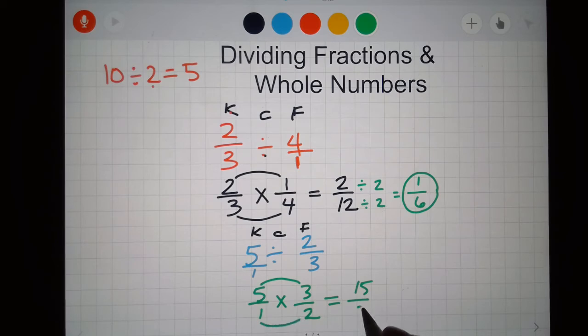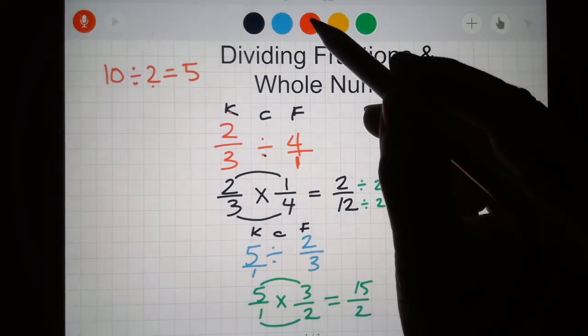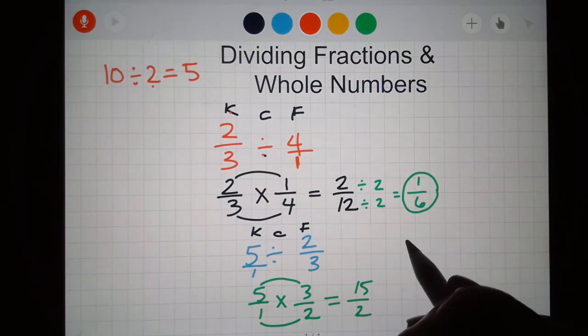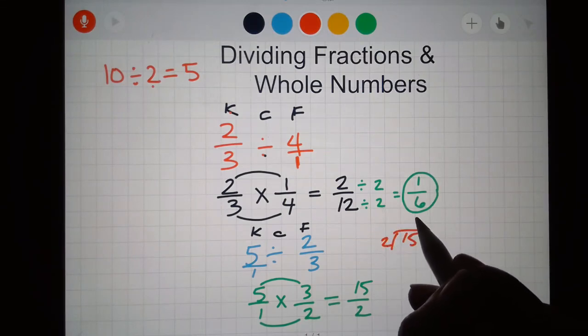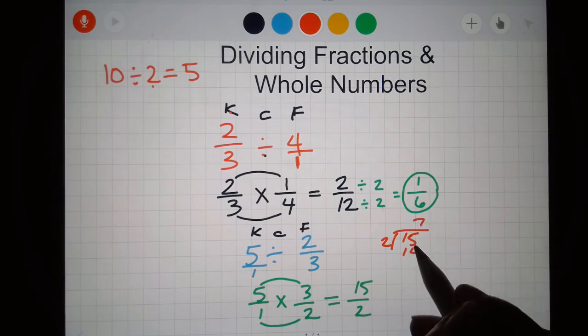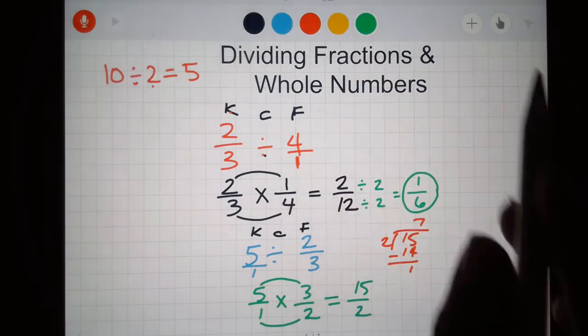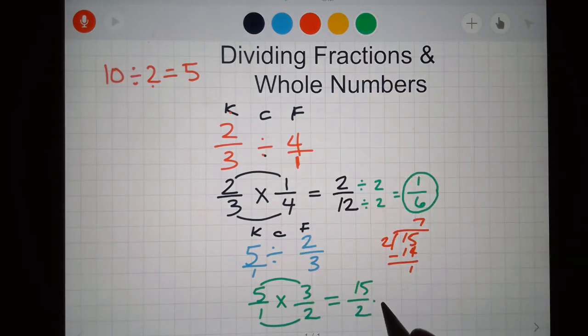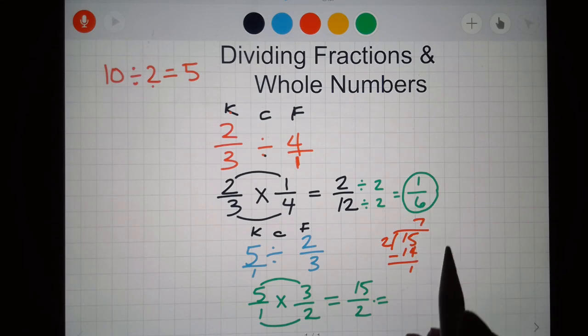Okay? Now I know that I have an improper fraction there, so I divide that in order to make it into a mixed number. Okay? So I'm going to do 15 divided by 2. And I know that 2 times 7 will give me 14, and I get a remainder of 1. So I'm going to rewrite that 15 halves as a mixed number, so it's 7 and 1/2.